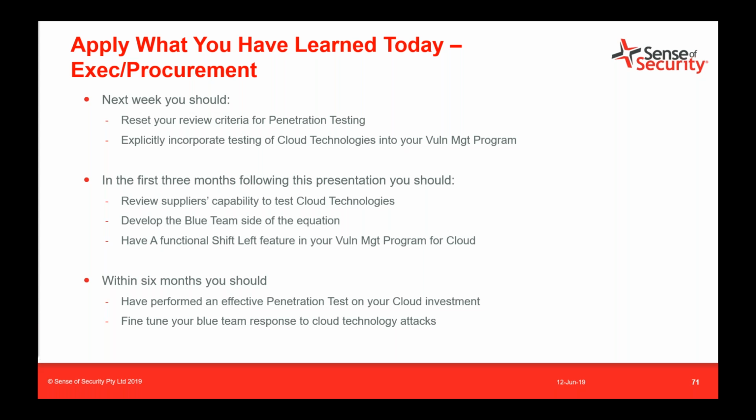You should also be able to develop the blue team side of your operation. That means that you should be including technologies in your deployment which provide higher degrees of visibility in a shift left function in your end-to-end vulnerability management program. That means that you should be able to identify vulnerabilities closer to the source and prevent them ultimately from existing in your production environments. If you can do that, within 6 months, you should have been able to have performed an effective pen test of your cloud deployment, and also fine-tuned your blue team response to be able to identify the attacks in real time should they be occurring.